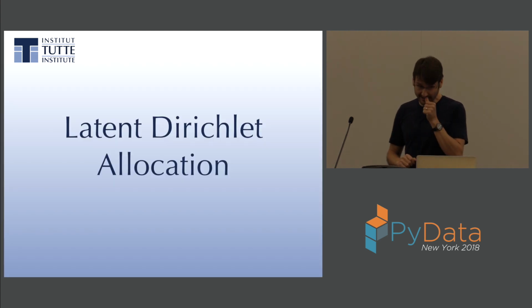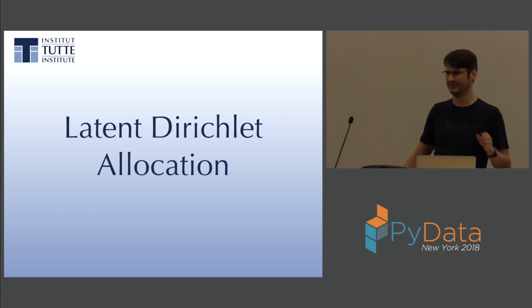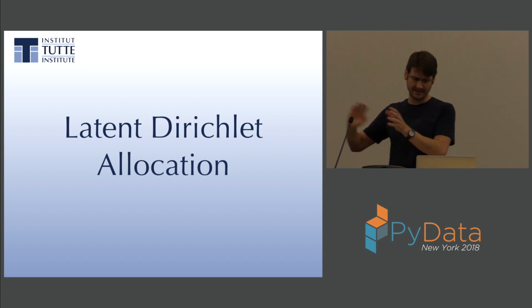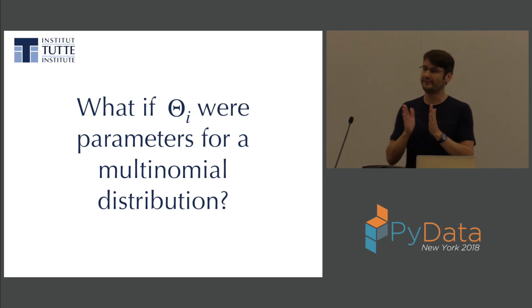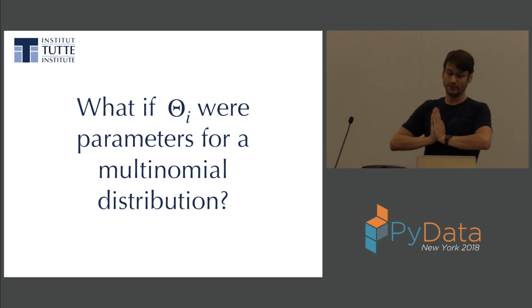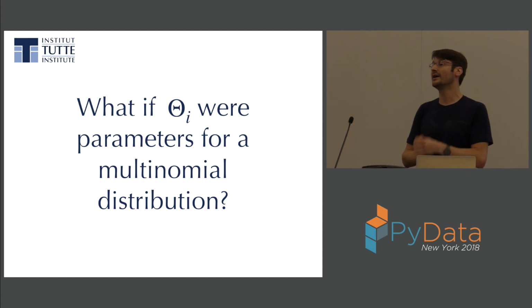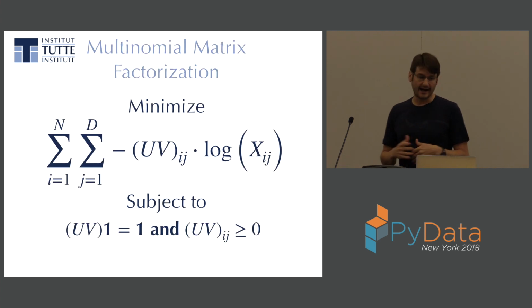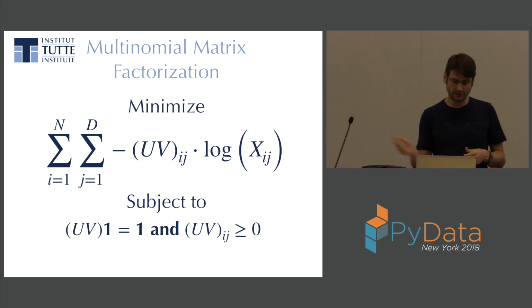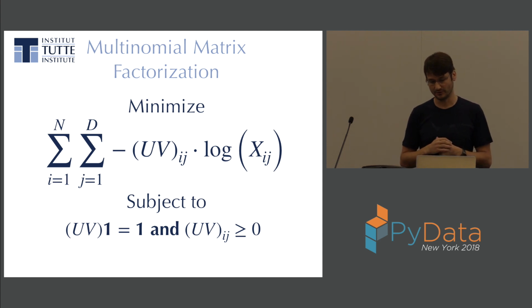Okay. What about latent Dirichlet allocation? This is not dimension reduction. This is like topic modeling with like crazy Bayesian graphical models that are complicated. Well, let's work through it. What if my theta parameters were multinomial distribution? So each row of my reconstructed matrix is parameters for a multinomial distribution. Okay. I can work out what multinomial matrix factorization looks like. Now I've elided some math, but you can push this through and this is pretty much what you'll get out. This is what multinomial matrix factorization will look like.